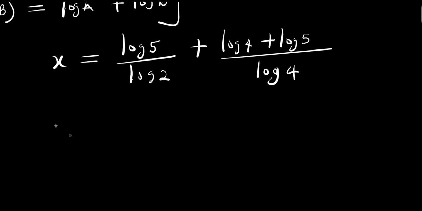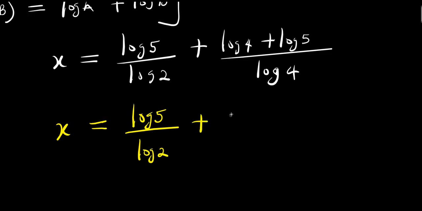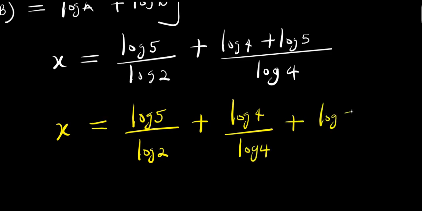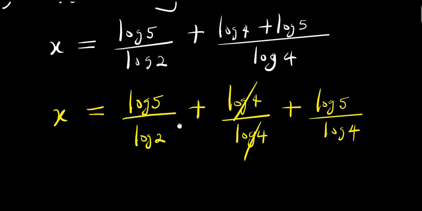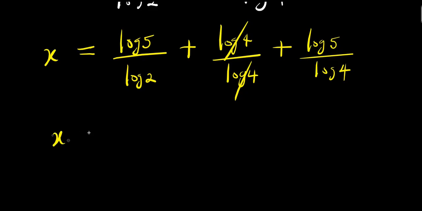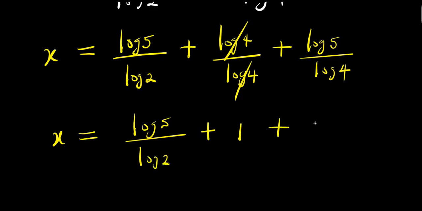So from here, we have x equals log 5 divided by log 2 plus log 4 divided by log 4 plus log 5 divided by log 4. This eliminates this. So we have x equals log 5 divided by log 2 plus 1 plus log 5 divided by log 4.